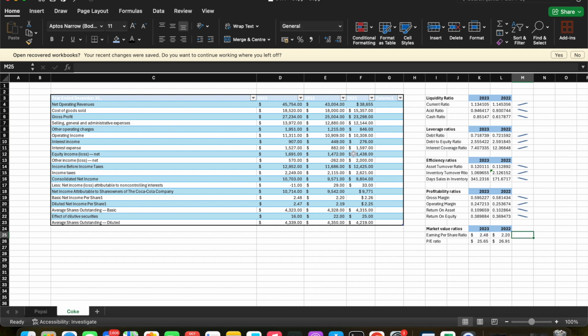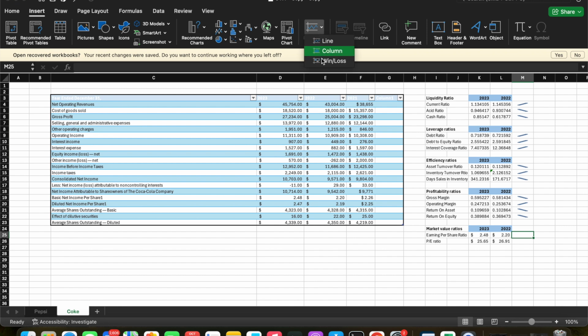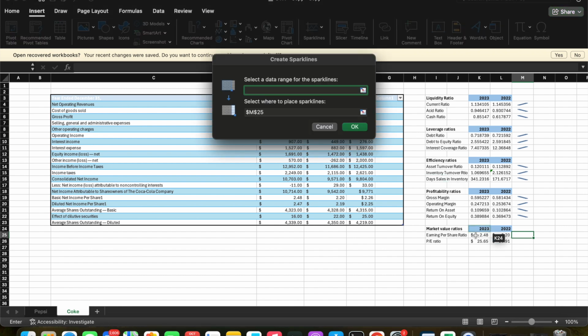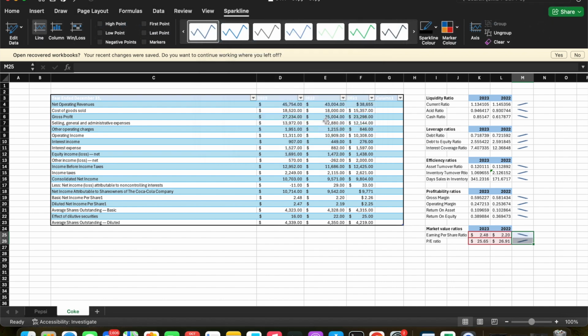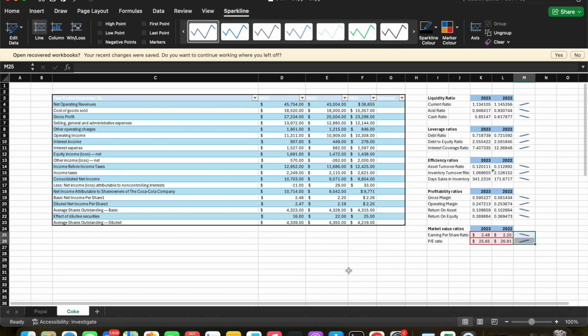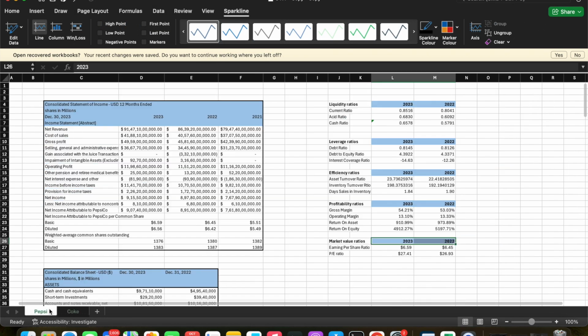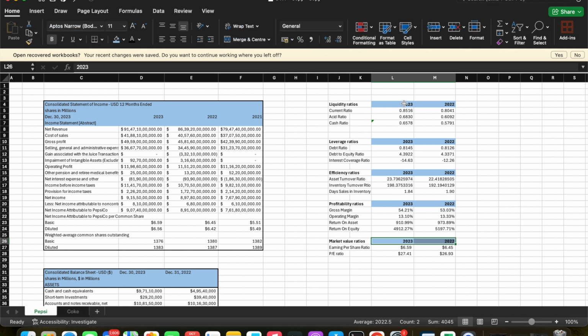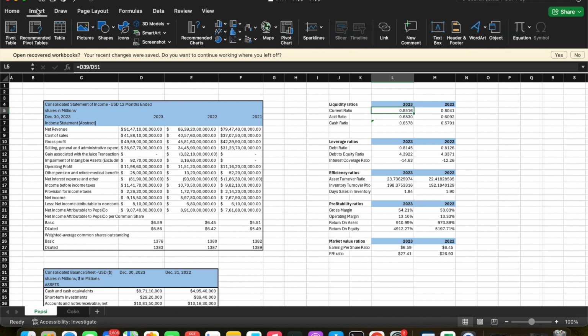Here you go, we got the sparkline for the profitability ratio, and now finally the market value ratios. Here you go, select the data and then select the output cell. Here you go. So here we are done with our Coca-Cola trend analysis, and now the trend analysis we are going to do for the PepsiCo company.